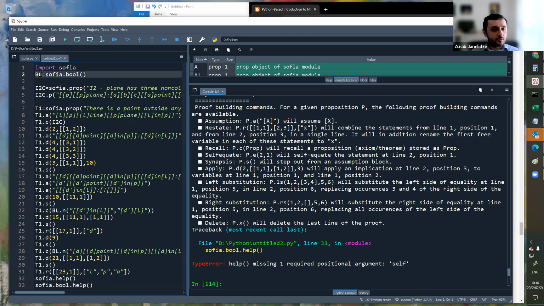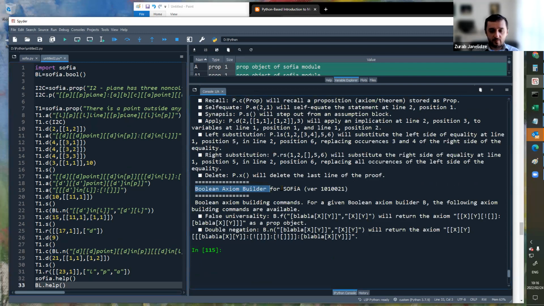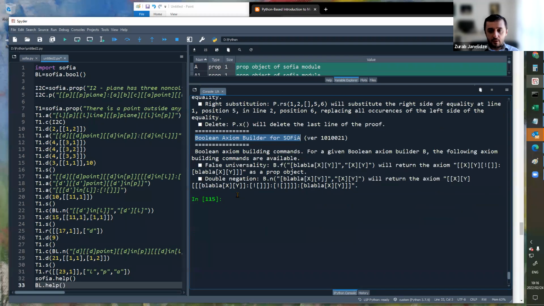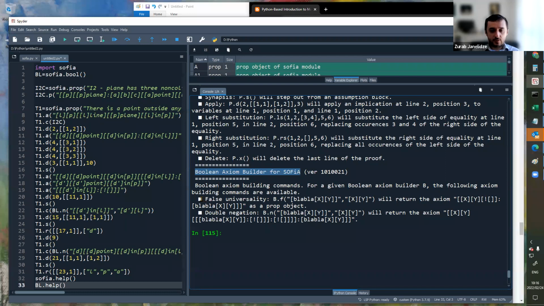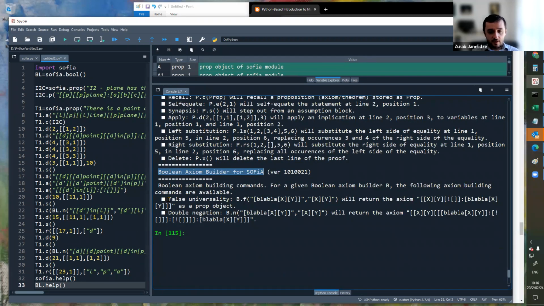I can only call help with the Boolean object already introduced, so I have to put BL here. So this is the Boolean axiom builder. It only has two commands. There are two types of axioms.